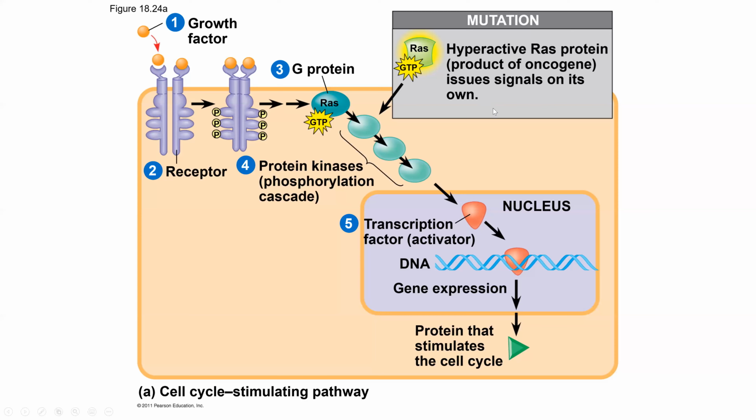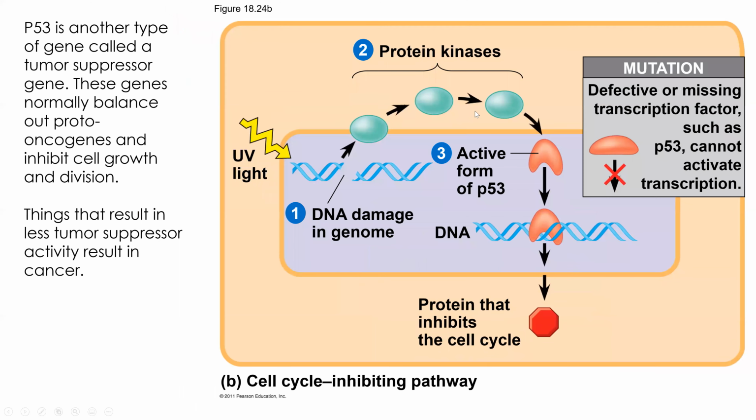All right. So the second type of gene that we need to talk about is going to be a tumor suppressor gene. Okay, and so these are kind of biochemically speaking the opposite of proto-oncogenes. Where proto-oncogenes are going to be heavily involved with encouraging cell division, tumor suppressor genes are there to balance that out and inhibit the cell cycle.